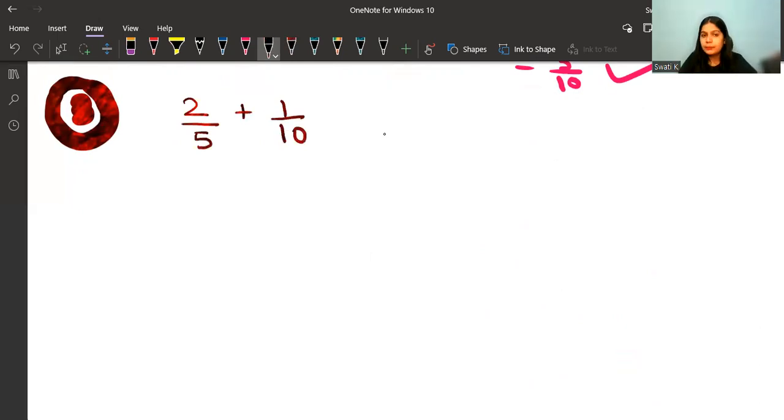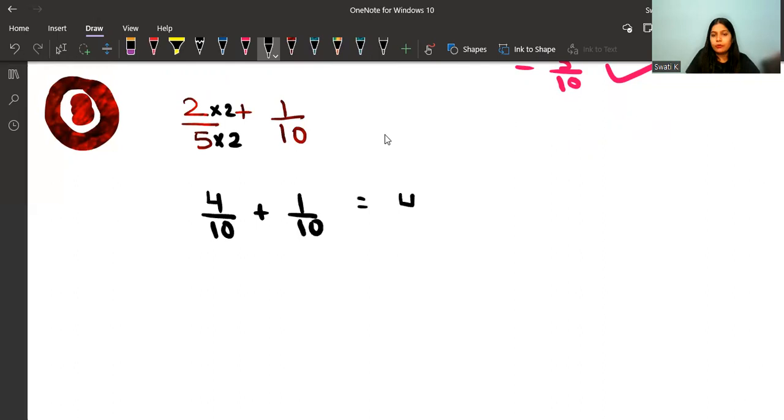I'll take addition and subtraction together because it's the same thing. All you need to do is add or subtract the numerators. So of course, it's the same question. So times 2, times 2. So 2 times 2 is 4, 5 times 2 is 10. I'll not make any changes in 1 by 10 because it's already 10. And now this is simply 4 plus 1 over 10. 4 plus 1 is 5, 5 over 10. If you want, you can simplify this fraction and that will become half.